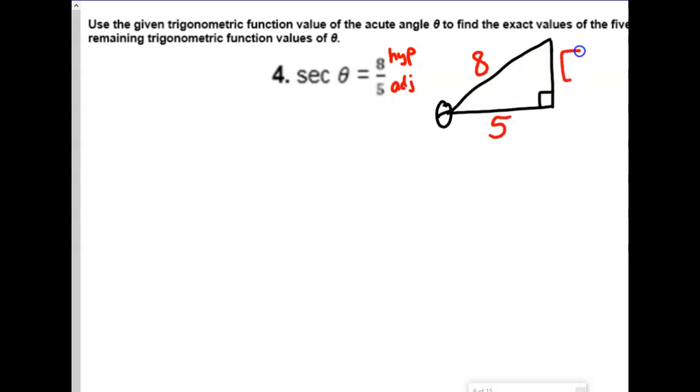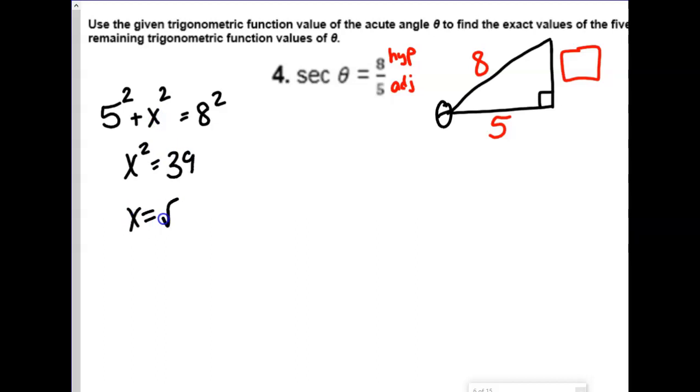And then I do not know the opposite leg, but I do know the Pythagorean Theorem. So here we go. We got leg squared plus leg squared equals hypotenuse squared. 64 minus 25 is 39. That sounds right. And then good news, that doesn't reduce at all. So we're just going to call it the square root of 39, even though it's kind of ugly.